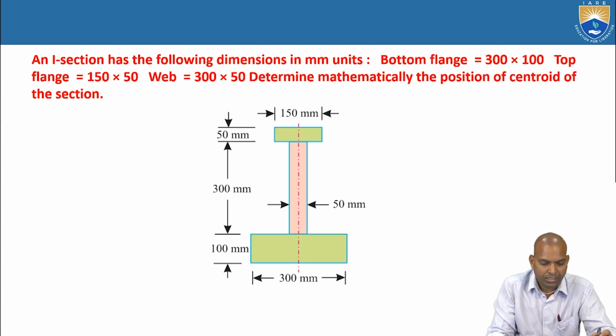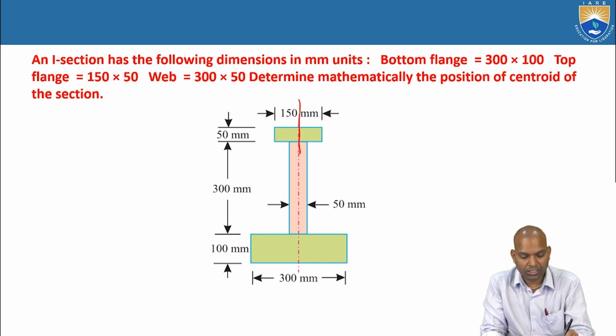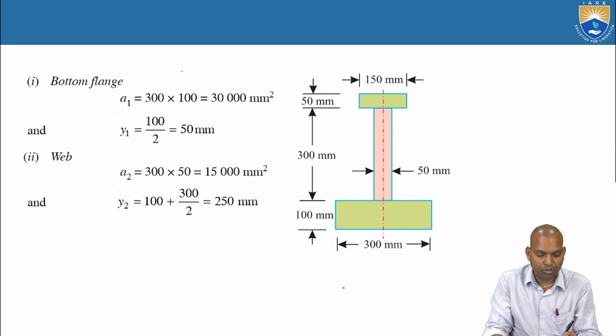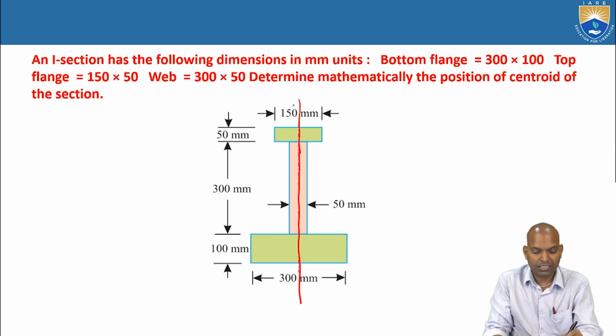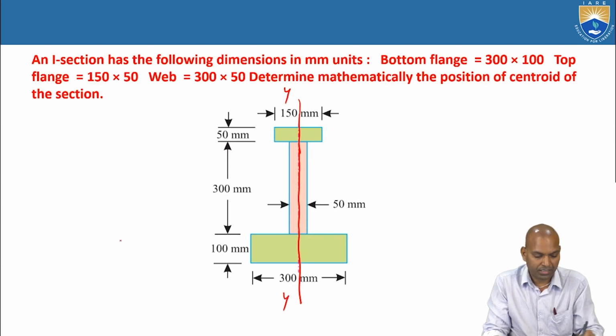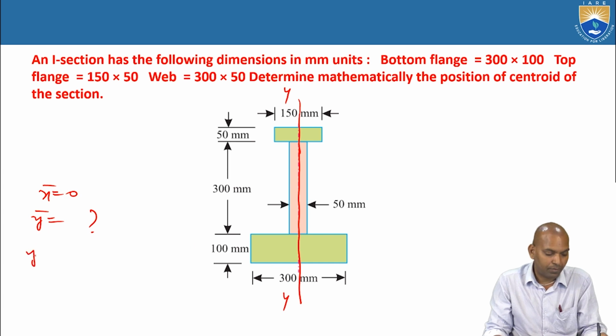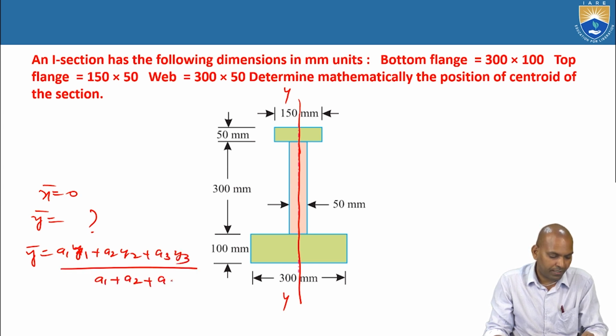Now, this section is symmetrical about the vertical axis, so it is on this axis of symmetry. Then where is the location of the centroid? Here it is symmetrical about axis YY. That means bar x equal to 0. What do we calculate? Bar y. How does bar y come? Again, section 1, section 2, section 3. Then bar y equals A1 y1 plus A2 y2 plus A3 y3 by A1 plus A2 plus A3.